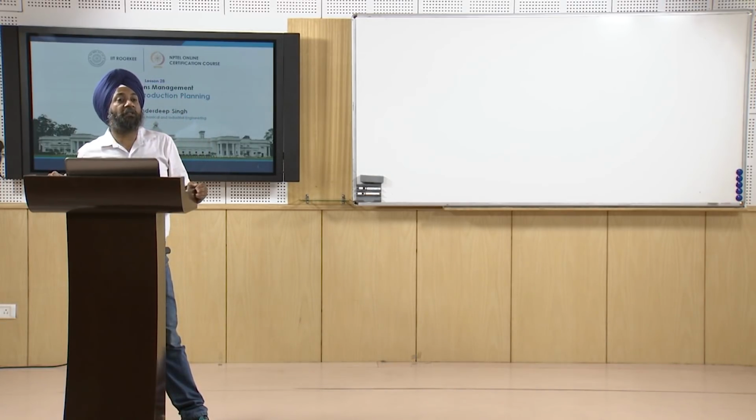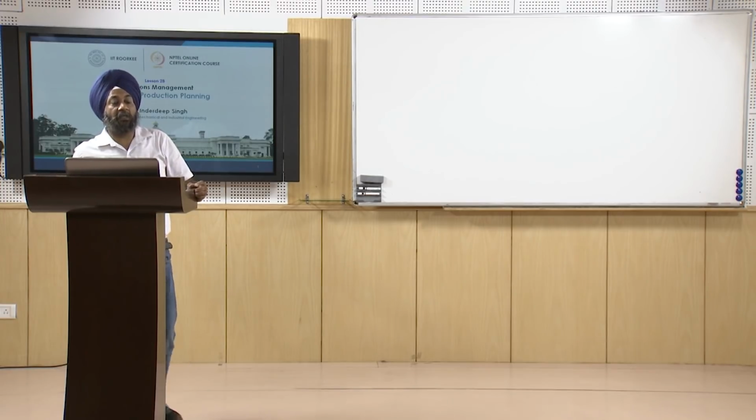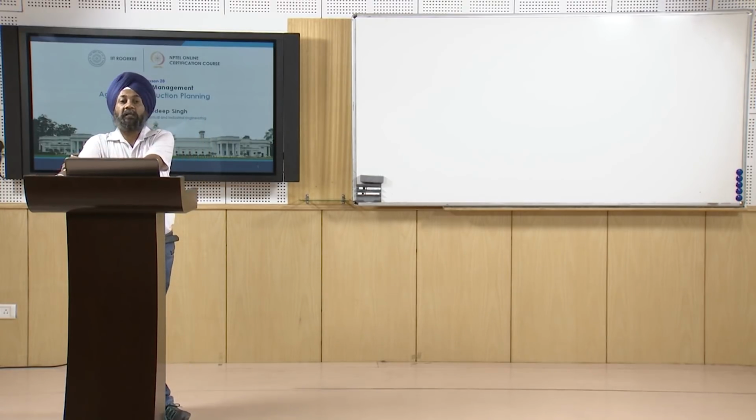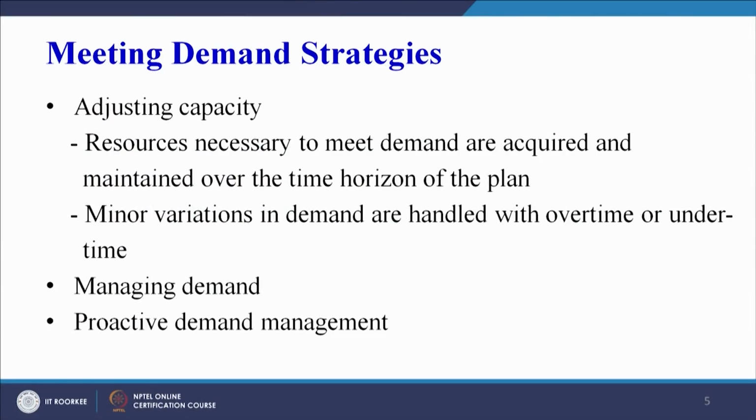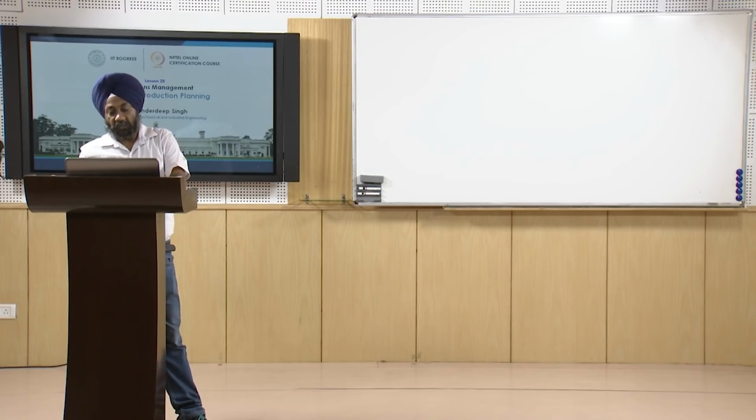Resources necessary to meet the demand are acquired and maintained. Maintained means we have to meet that demand regularly for the next 2 years, so we have to maintain those 2 additional machines with us. Minor variations in demand are handled with overtime or undertime. So if there is little variation, we can go for overtime operations. Then we have to manage the demand, and be very proactive in demand management. That is another strategy to meet the demand.